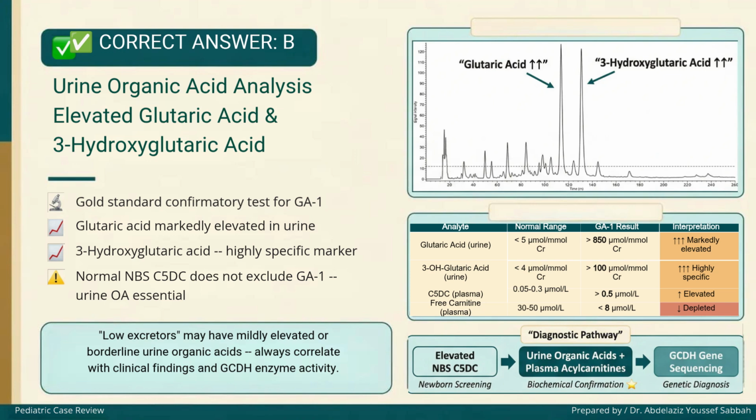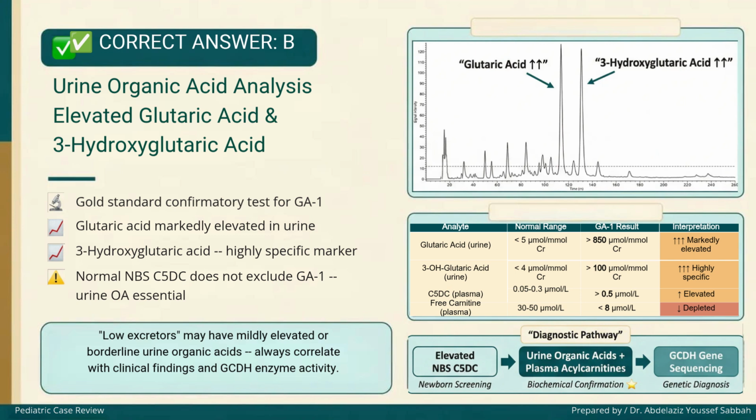This is the gold standard confirmatory test for glutaric acidemia type 1. It reveals markedly elevated glutaric acid, typically above 850 micromoles per millimole creatinine, and elevated 3-hydroxyglutaric acid above 100 micromoles per millimole creatinine. A critically important point is that a normal newborn screening glutaryl carnitine does not exclude glutaric acidemia type 1 because low excretors may have borderline results.